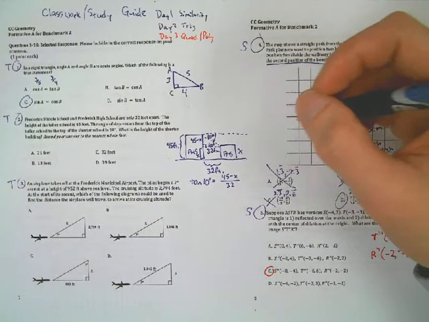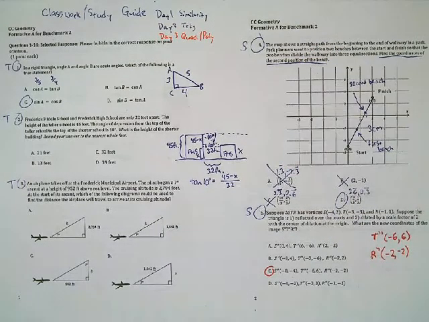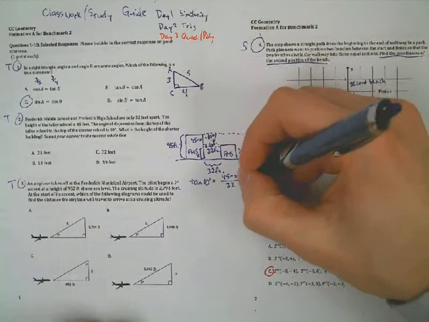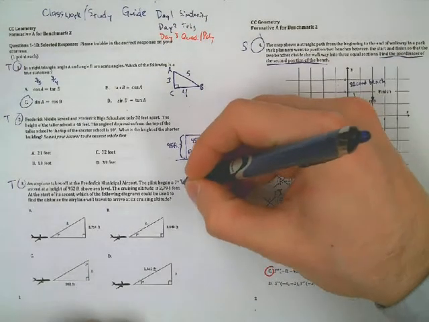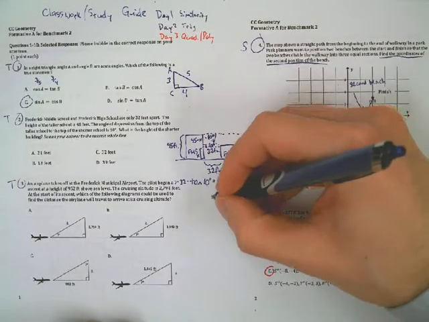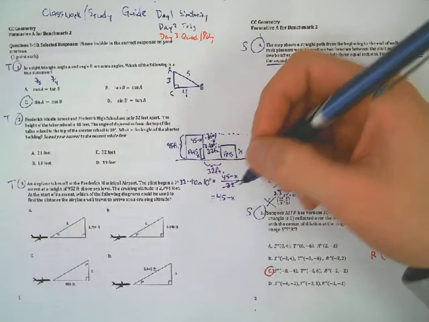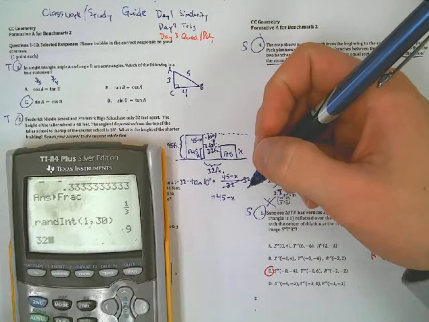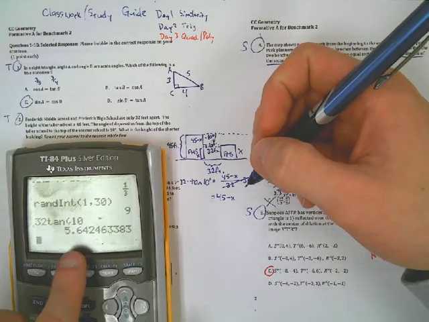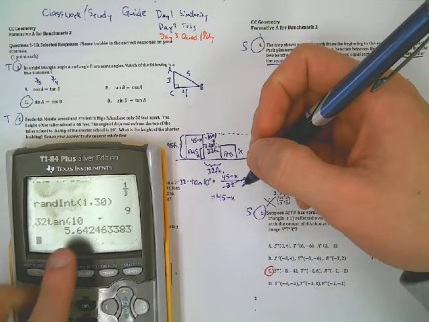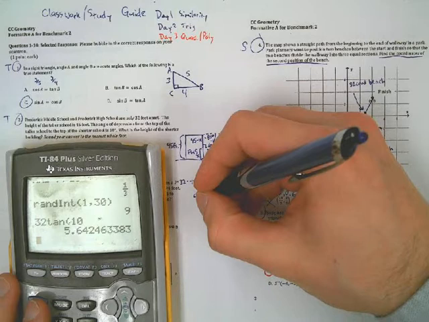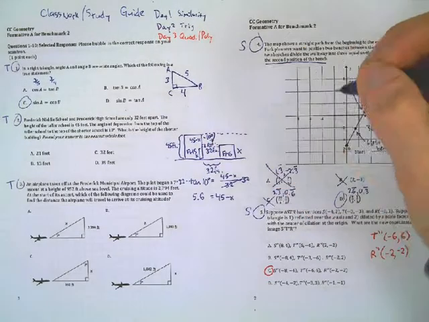Okay, so at this point, now that we have it set up, what do we got to do to solve? Multiply both sides by 32. You got it, Josh. Exactly right. That's our starting point. The 32's cancel. I'm left with 45 minus x. And I'm going to go ahead and type this in my calculator. 32 times tangent of 10 is about 5.6, we'll say.